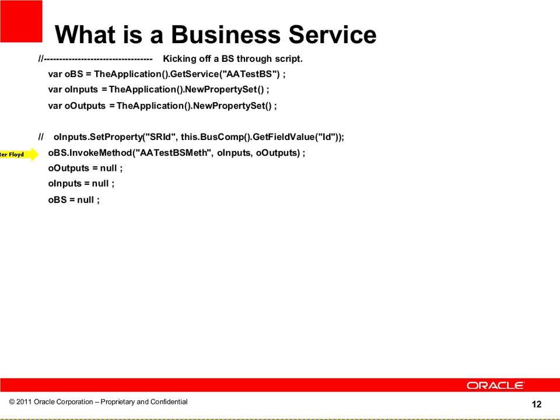And then in this script, you can see after it invokes this method, we're cleaning up and destroying the objects that we created. The two property sets and the business service were on the list of things that we had to destroy. So this is in eScript. This is how you would go about destroying.